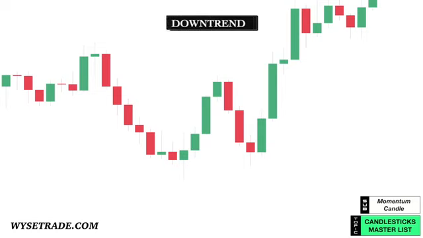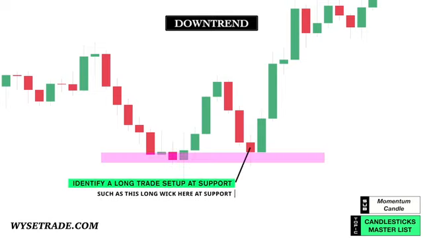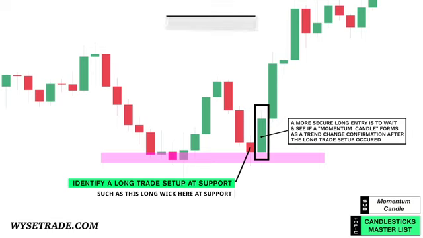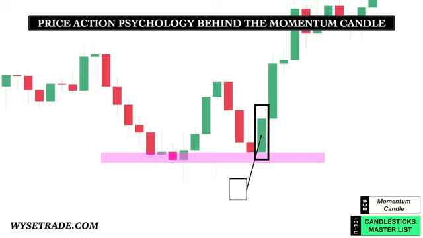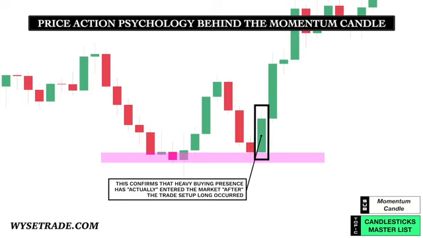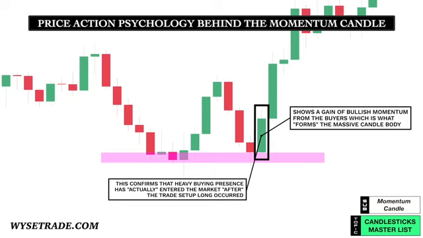You first need to identify a long trade setup at support, such as this one right here through the long wick candle. Right after the long trade setup occurs is when you would look for this momentum candle to form. So what is the price action psychology behind this? The momentum candle confirms that a lot of buyers actually stepped into the market at the level, creating heavy bullish momentum, and thus causing the massive momentum candle to form.